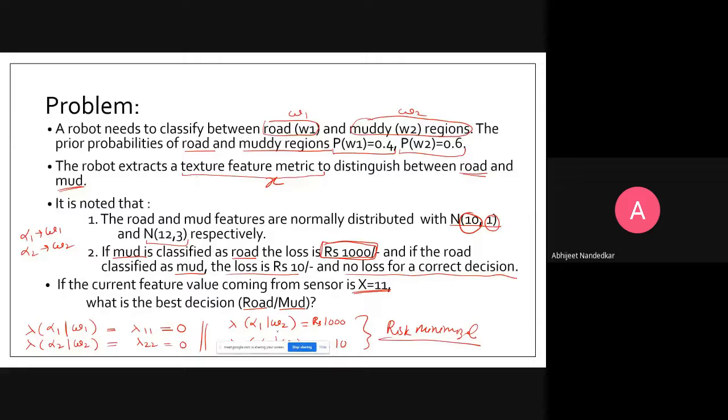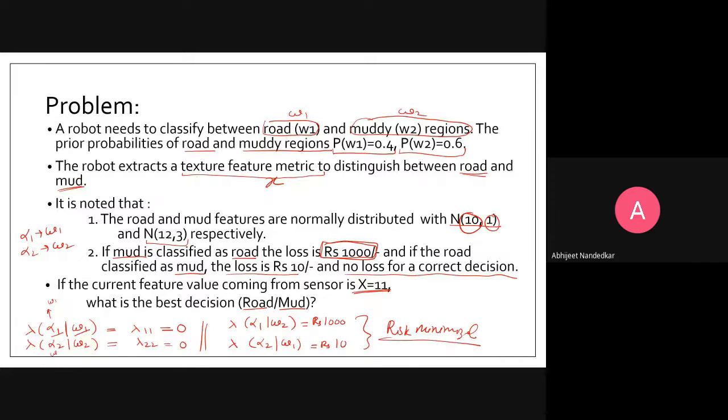So we have discussed yesterday what the different losses are. I hope you can recall. What is lambda 11? Lambda 11 stands for the alpha 1 decision given that the true state or true class is omega 1. Alpha 1 is your decision, and you are taking this decision when the actual input sample belongs to omega 1. So alpha 1 relates to the omega 1 decision. So if omega 1 is your decision and the true state is also omega 1, then there is no loss.